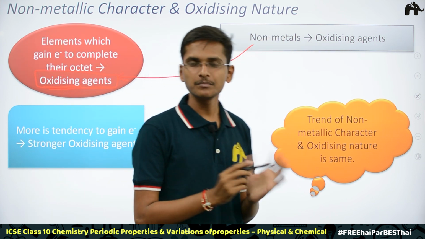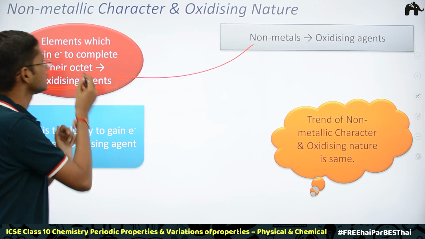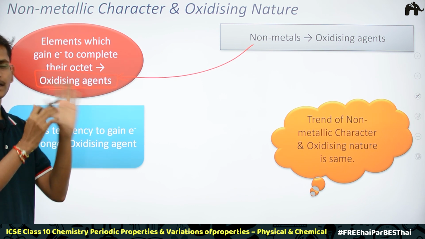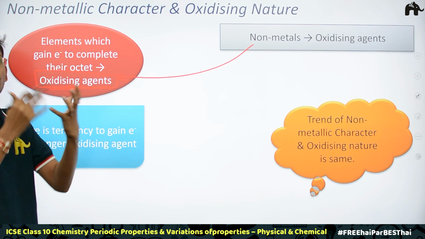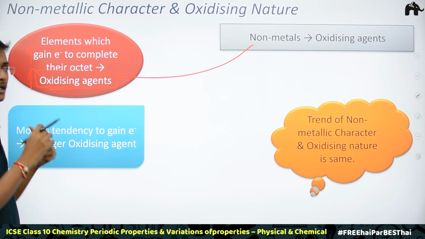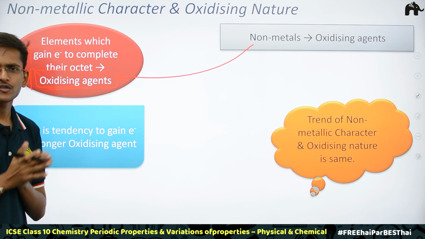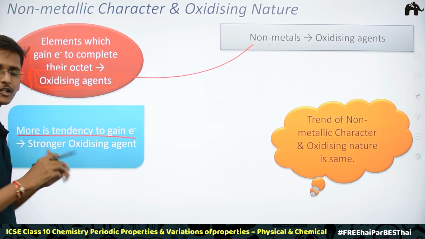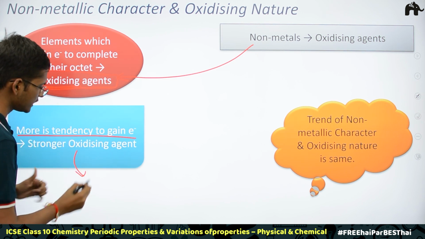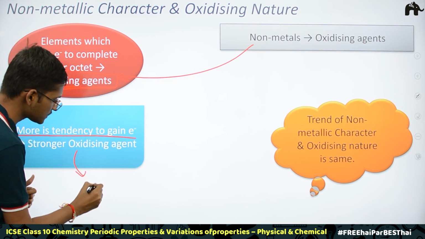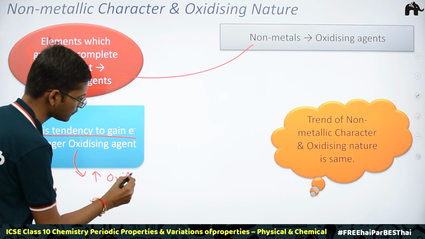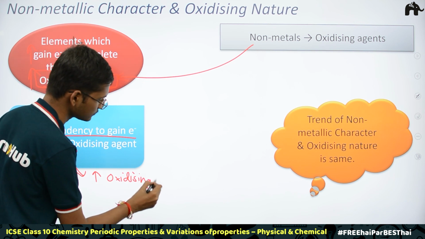Simply, if an element is gaining electrons to complete its octet, then that element is an oxidizing agent. So the more its tendency to gain electrons, the more would be the strength of that oxidizing agent. Simply, the more the tendency to gain electrons, the stronger the oxidizing agent, or we can also say in other terms that the more the strength or the more the oxidizing nature of that element.